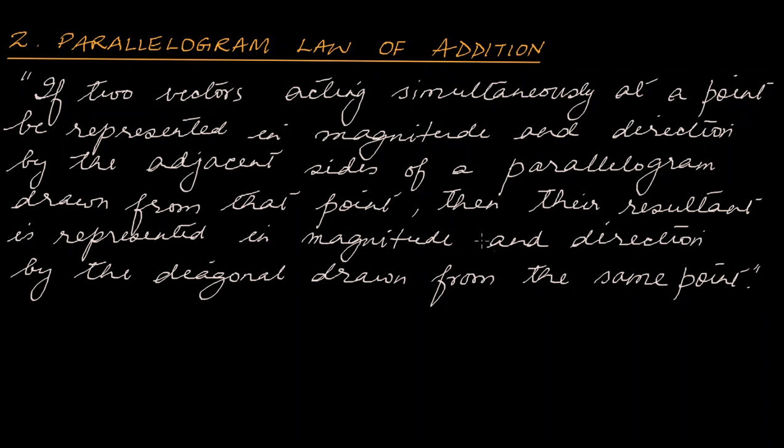Okay, it means that if there are two vectors acting at a point, maybe two forces acting on the same body, and if you can represent those two vectors by the adjacent sides of a parallelogram, then the diagonal of that parallelogram drawn from that point is nothing but the resultant of the two vectors.